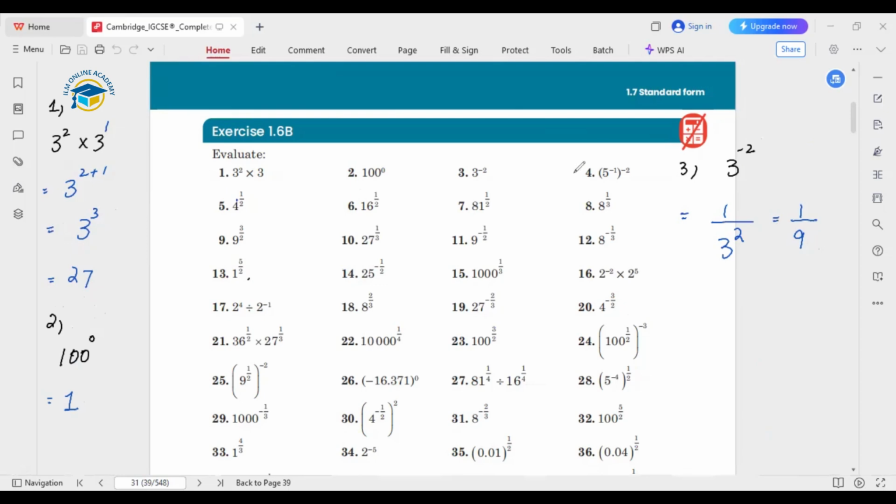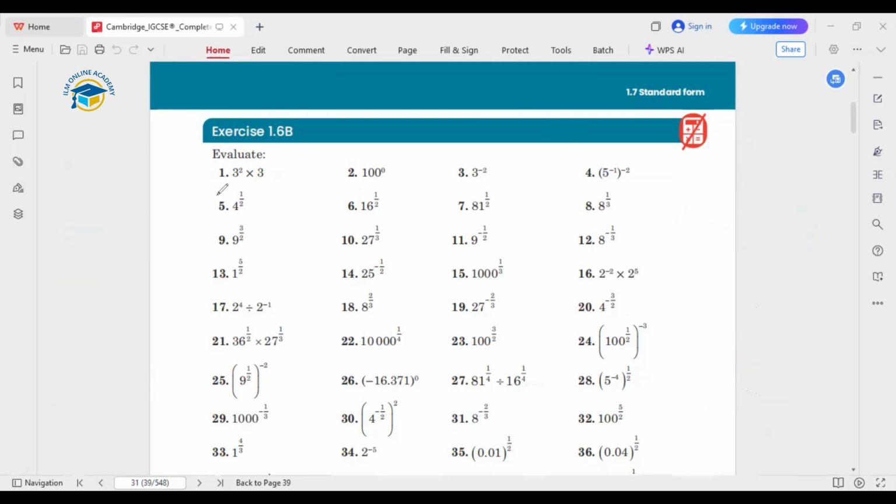Okay. Moving towards the fourth one, we have been given 5 raised to the power -1 raised to the power -2. So -2 and -2 would be multiplying together. So negative, negative, positive to 1 times 2, and 5 square is 25. So we have been done up till part number 4. Let's go on with the part number 5.